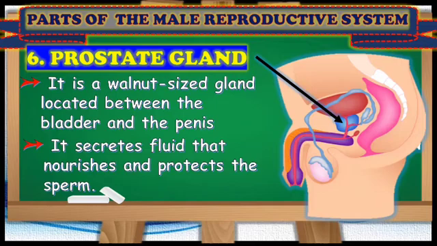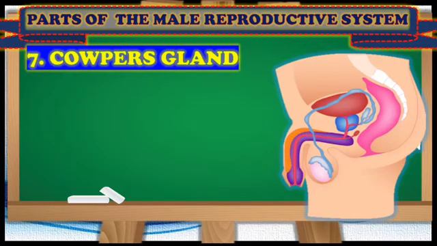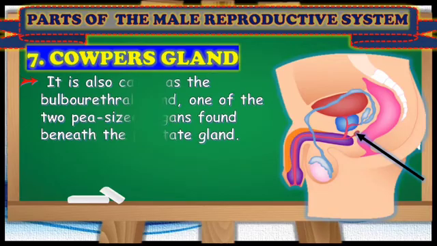Next one. Number 7 is the Cowper's gland. So this is the Cowper's gland, yung maliit. It is also called the bulbourethral gland, one of the 2 pea-sized organs found beneath the prostate gland.